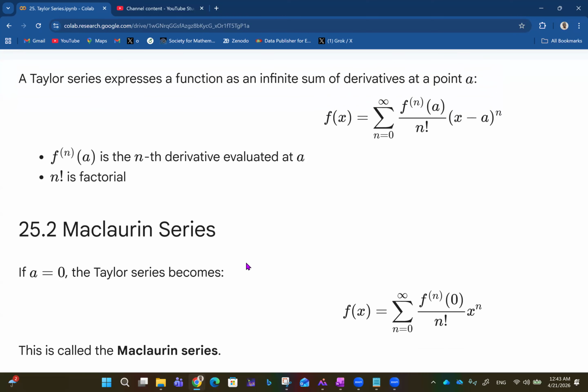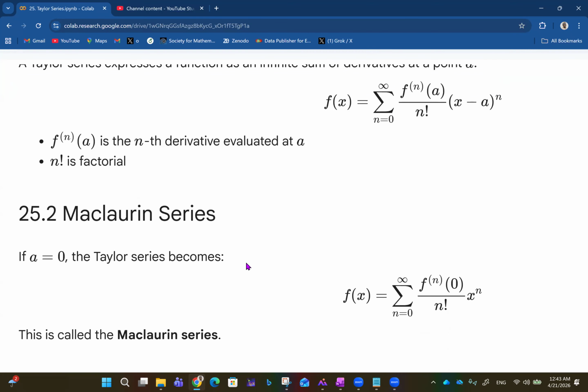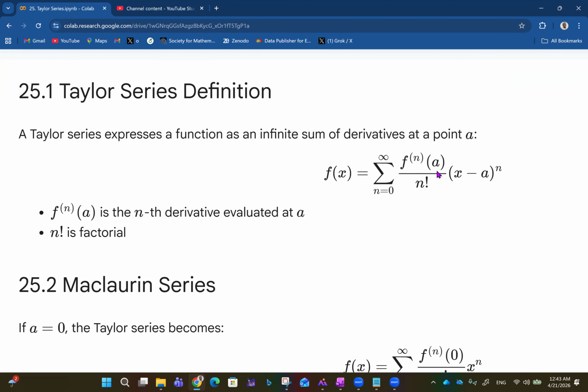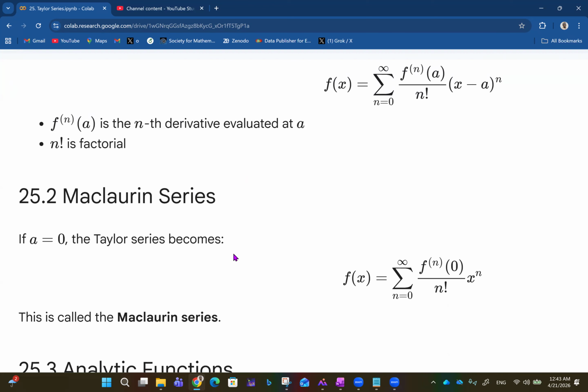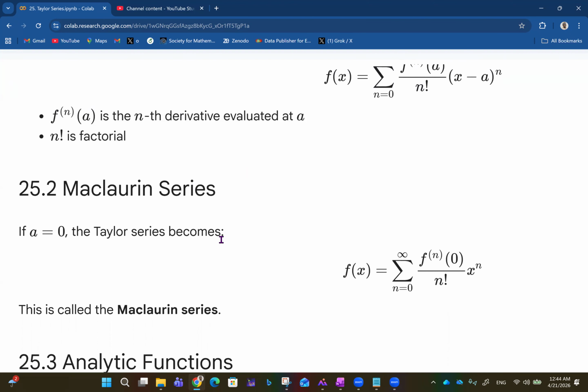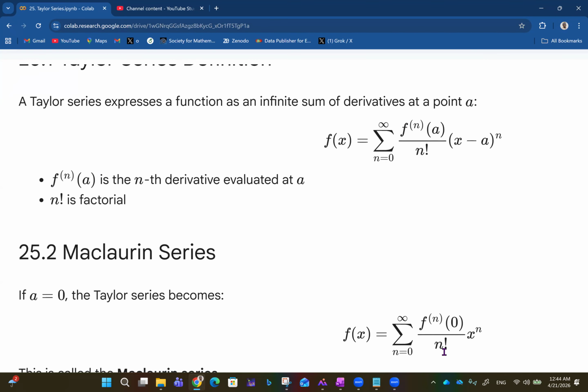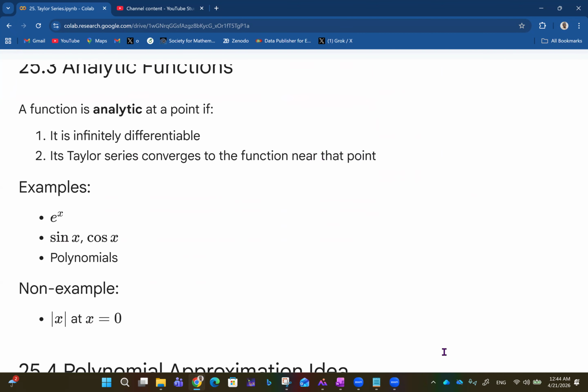But very closely related to the Taylor series is the Maclaurin series, which simplifies the Taylor series. Here, a is the point about which we are taking the series. If a is 0, then we have the Maclaurin series. So simply, the Maclaurin series is the Taylor series when a is equal to 0. So f of x in that case becomes the sum of the nth derivative of f evaluated at 0, times x minus a, which now becomes just x because a is 0, so x raised to the power n over n factorial. This is called the Maclaurin series.